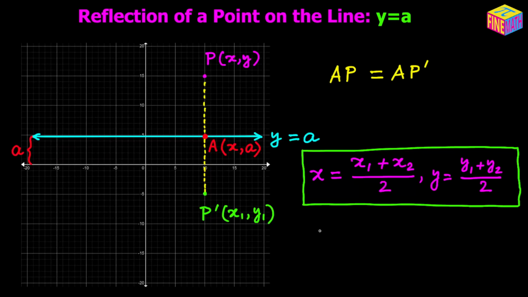We are saying that if x and y are the coordinates of the midpoint, then their value would be like this, where x sub 1 and x sub 2 are the x coordinates of the two extreme points, in this case P and P prime. Similarly, y sub 1 and y sub 2 are the y coordinates of the two extreme points. Again, the extreme points are P and P prime, right? P is the original point, P prime is the image. So from the x coordinate formula, can we write it like this?